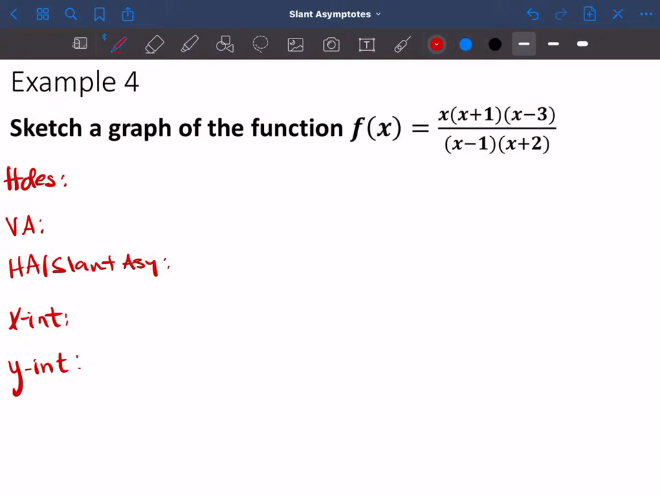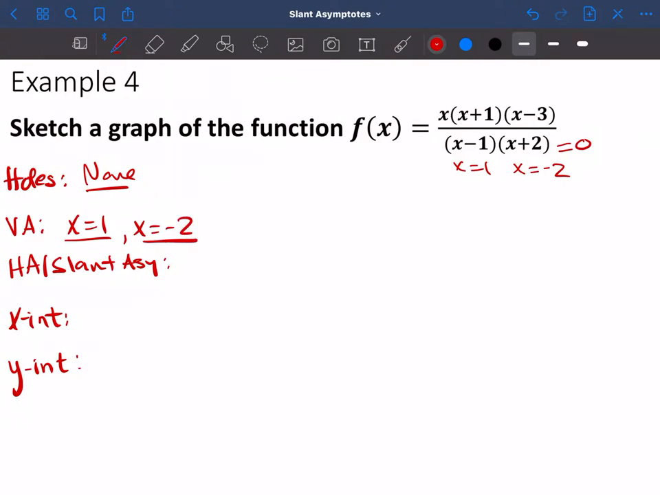All right, so we're ready to find our holes. We're looking at our rational function. We see we have no common factors, so we have none for this example. For the vertical asymptotes, that's going to be where our denominator goes to 0. So we have two places where that occurs. That's when x is equal to 1 and when x is equal to -2. So we'll document those.